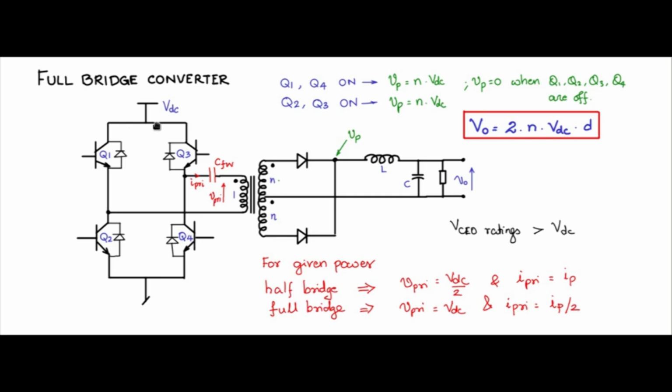Therefore, in the case of the full bridge converter, to realize the same output power, you need to rate the switches for half the current of the comparable half bridge converter, and this is the advantage of the full bridge converter. However, you need 4 switches and 4 gate drives for the full bridge converter, as against 2 switches and 2 gate drives for the half bridge converter.